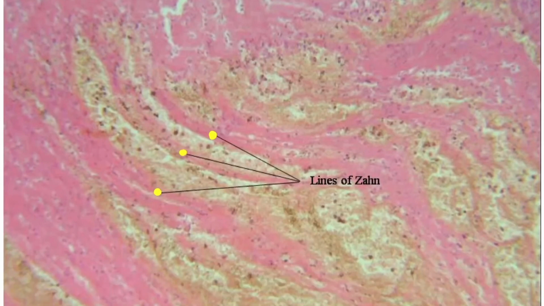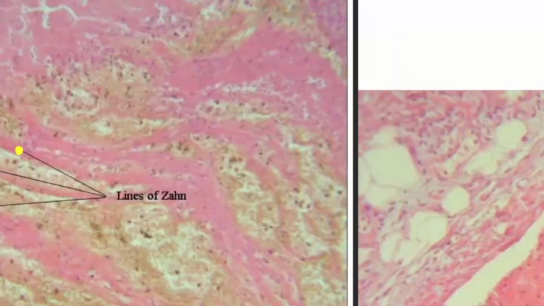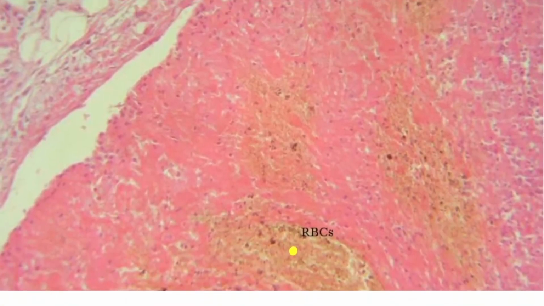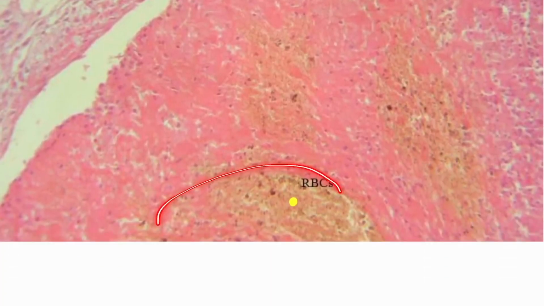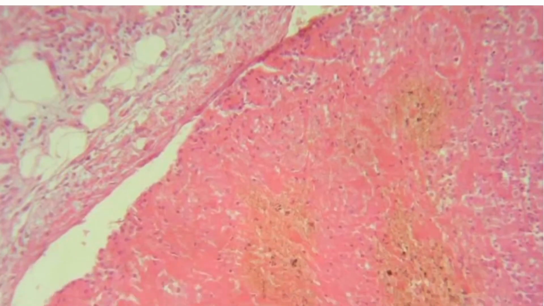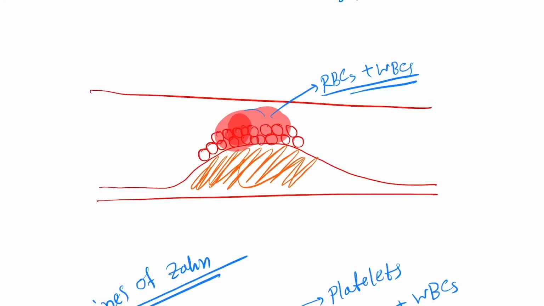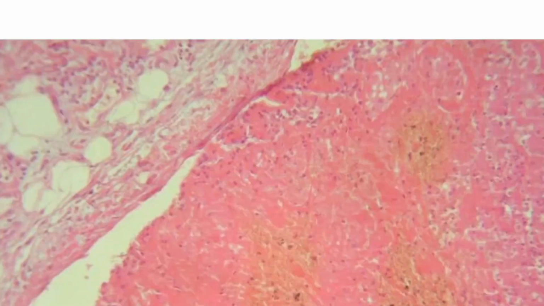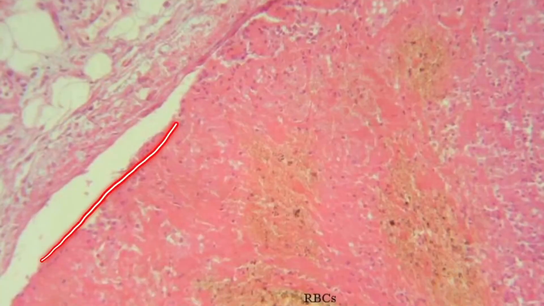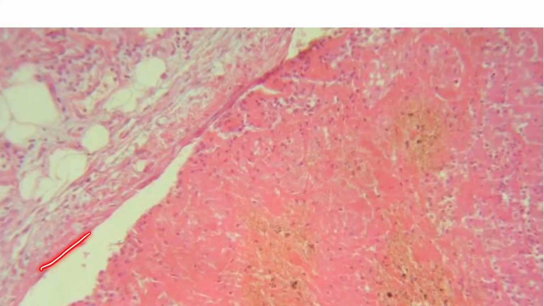So here you can see those pink lines are lines of Zahn, and here you can see the RBCs. Also, another feature: let's take this is the thrombus. So the thrombus here will be attached to the blood vessel. So here you can see this is the head of the thrombus which is adhered to the junction, adhered to the blood vessel. So these two are the characteristic features of the recent thrombus.